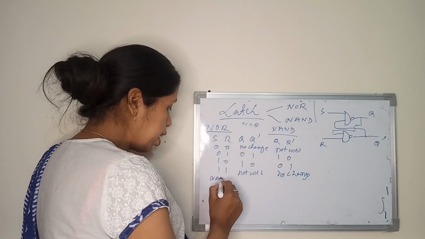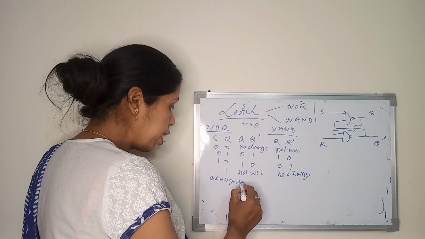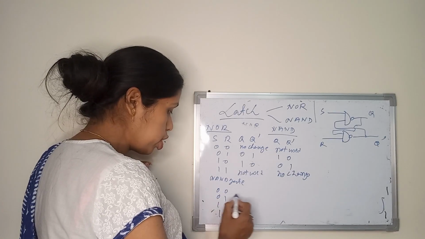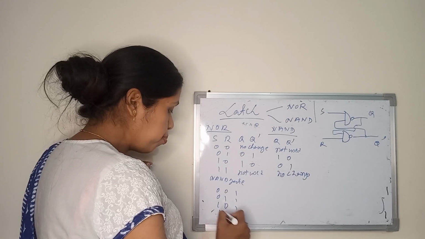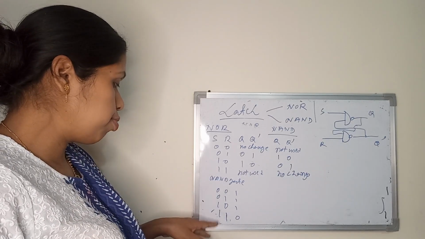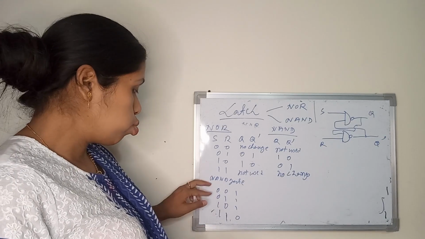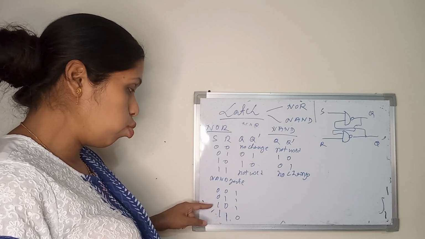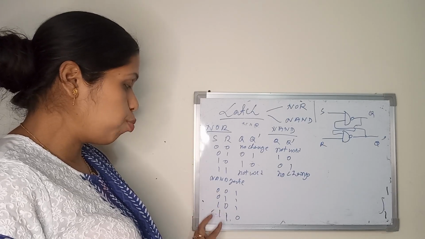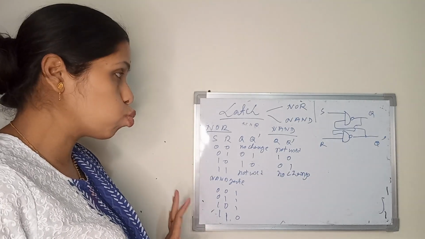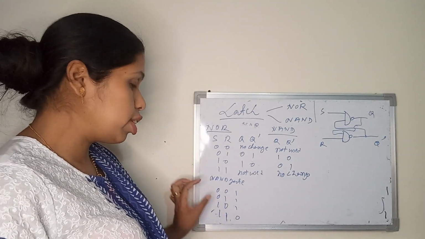Now I am writing the truth table for the NAND gate, the normal truth table. In a NAND gate, two inputs are there, so you can write four combinations. My output is 1 for the first three combinations, and for the last combination the output is 0. So the conclusion from this truth table is: if any input is 0, the output is 1, and if both inputs are 1, the output is 0. We will use this concept.